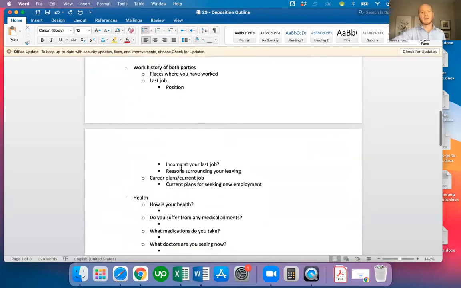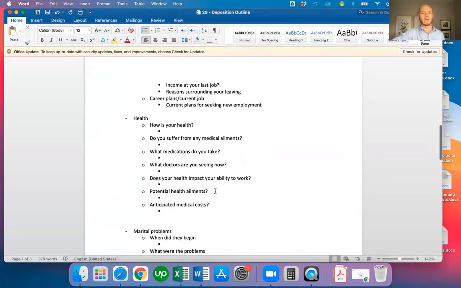And then you're going to want to get into more financial things. So you might want to understand somebody's work history, where they've worked in the past, their last job, what that position was, what their income was, why they left, what their current job is, and all of that information. Or if they're not working, what their plans are for seeking new employment.